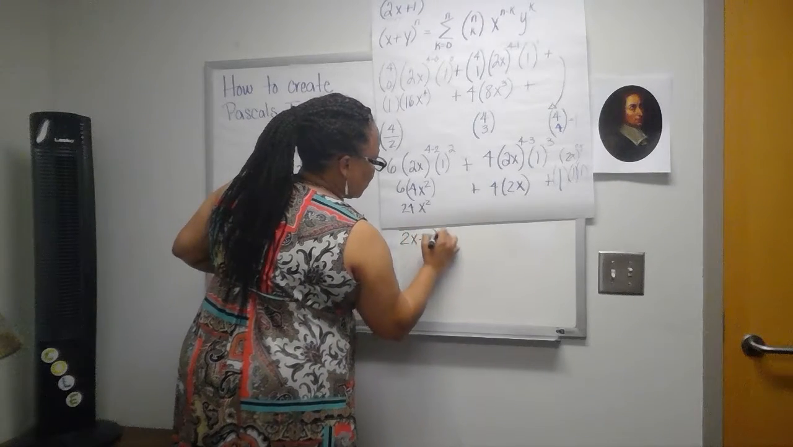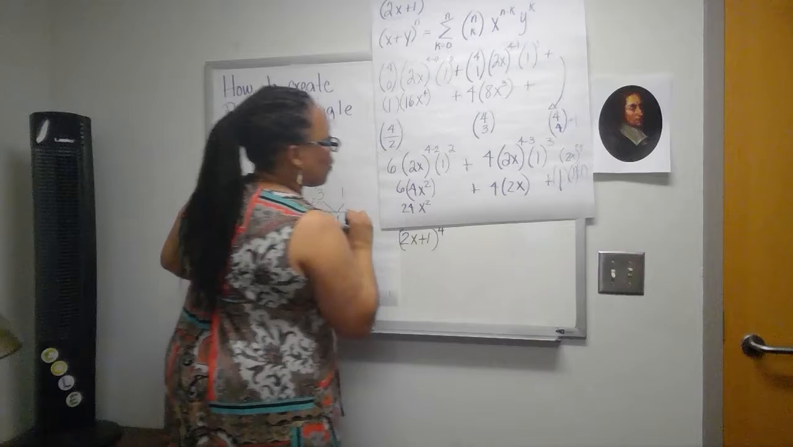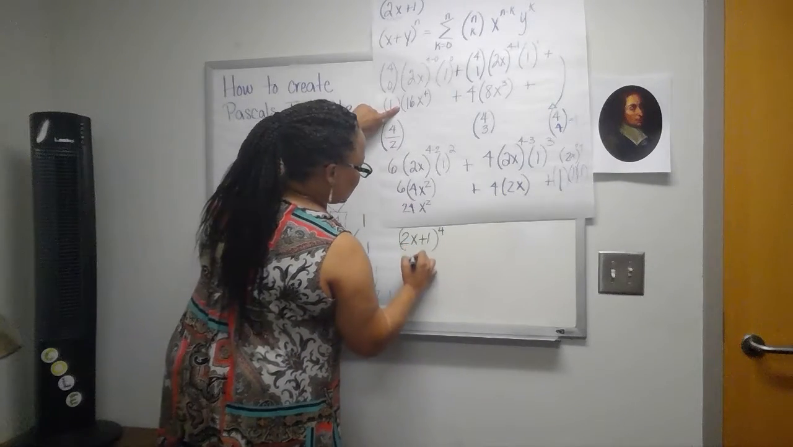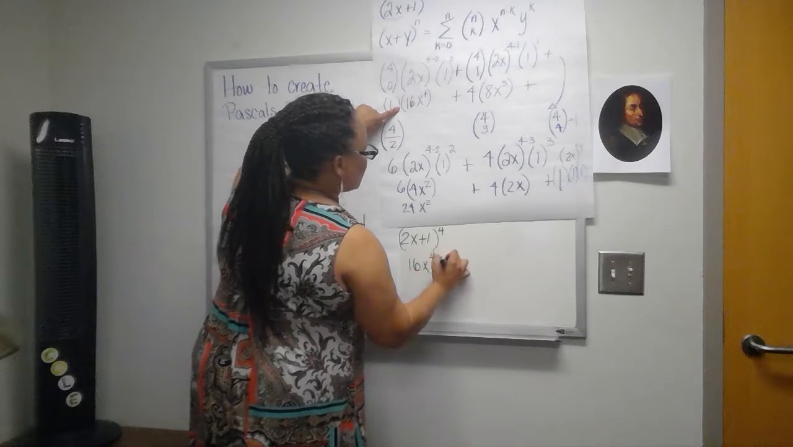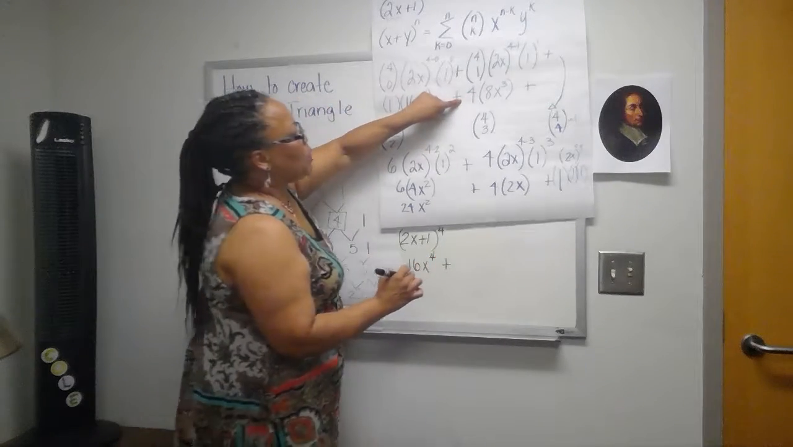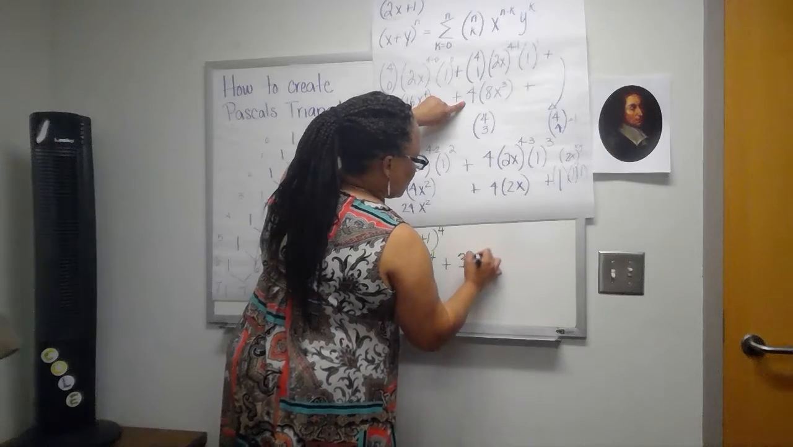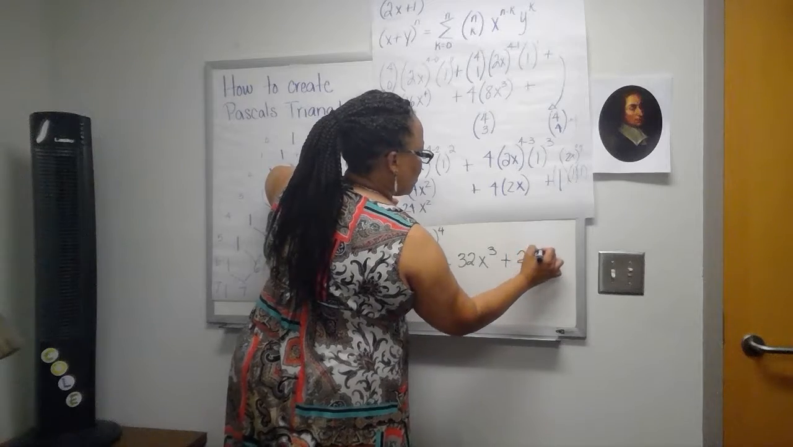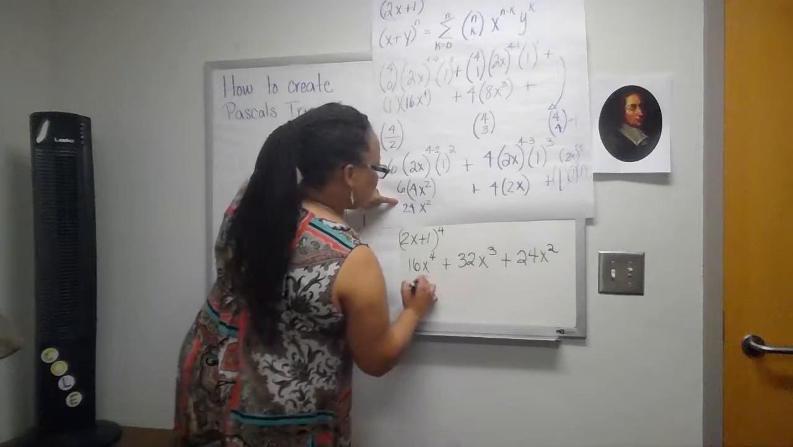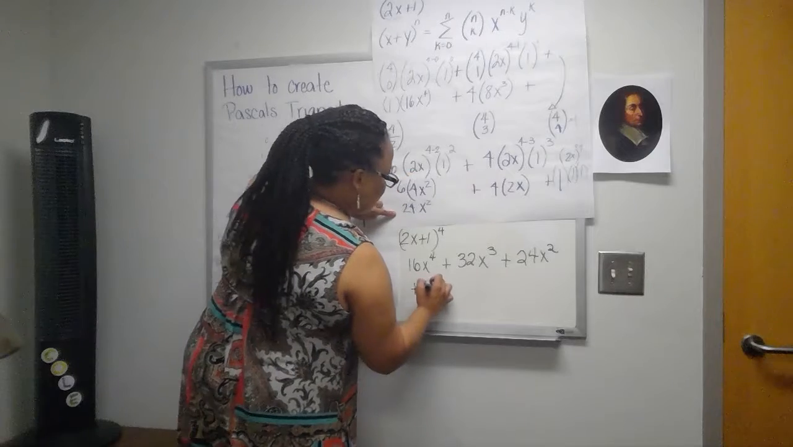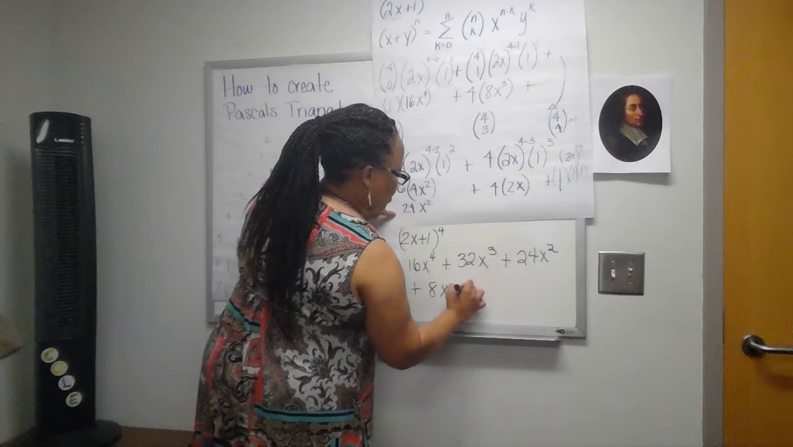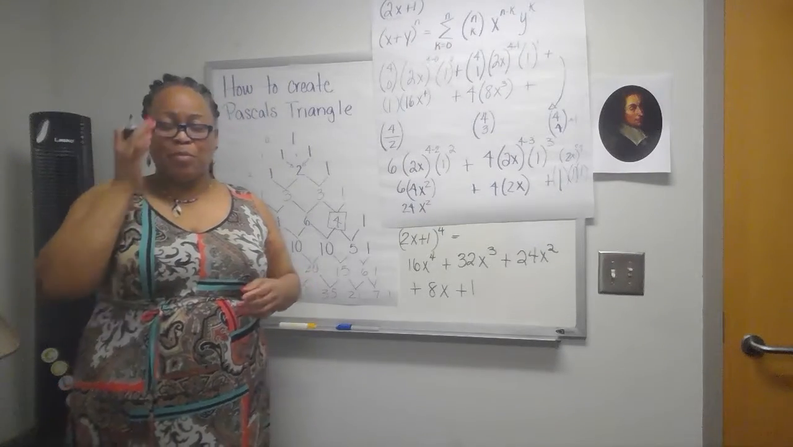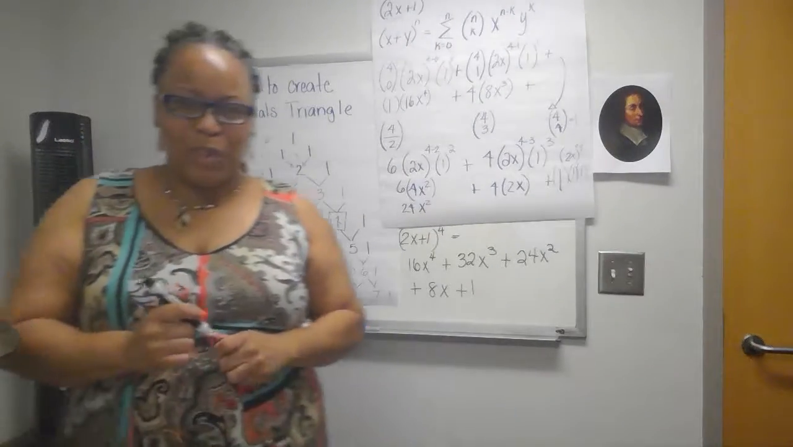2x plus 1 raised to the 4th power is 16x to the 4th plus, oh, we didn't multiply that, that's 32x to the 3rd plus 24x squared plus, we didn't multiply that, that would just be 8x plus 1. Look how quick and simple that was compared to the mathematics that we've had to do in the past.